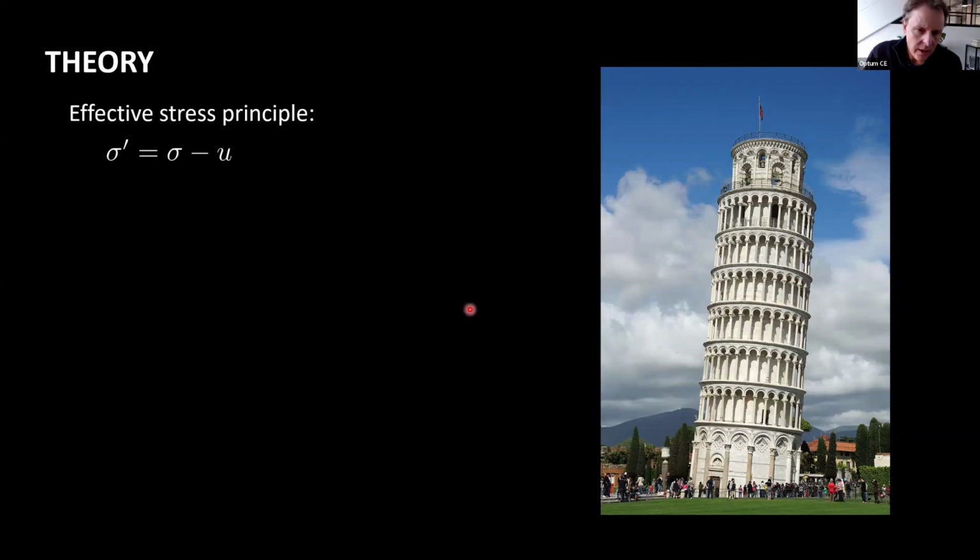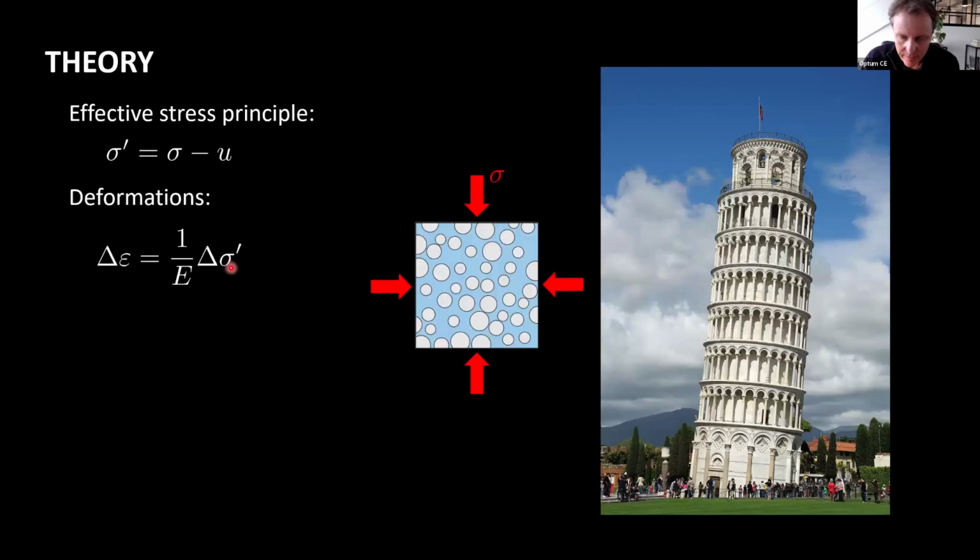The key ingredient when it comes to consolidation is the effective stress principle, which says that the effective stresses are the total stresses minus the pore pressures. And we know that deformations are a result of changes in effective stresses, not total stresses. So the idea is as follows. You have a saturated porous medium, shown schematically here. It's not a real material, but you have some particles and some fluid, some water, in between the particles. You compress this box, and then you measure what happens with respect to time.